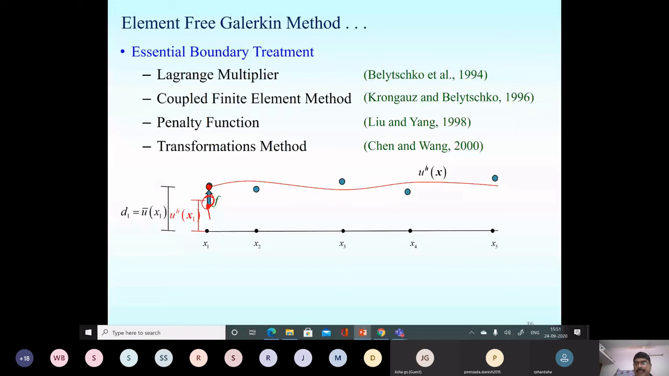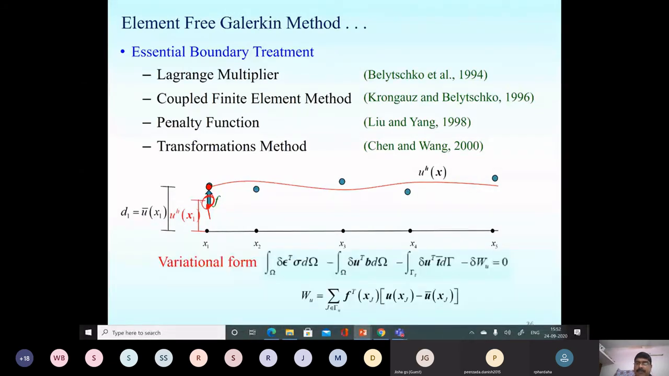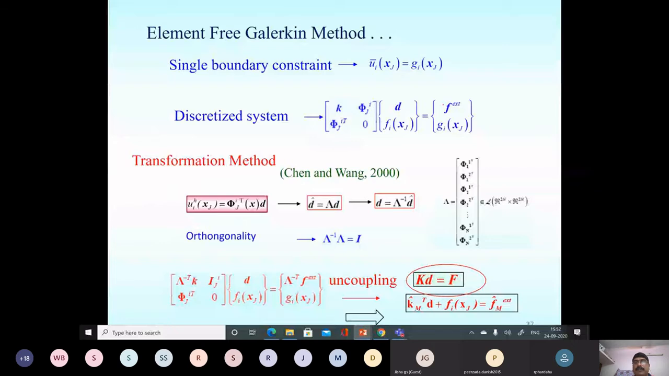When you use a Lagrangian like this force, due to this force there will be work done. So the variational form will have an additional term, where this force times this difference in displacement has to be there. That creates issues: you will have equations with diagonal zeros, so you have to use some special techniques to solve this. So he came up with the transformation method.